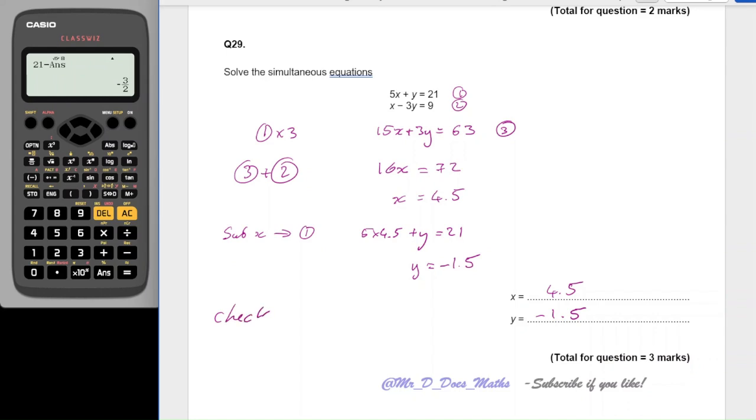So check with the equation that we didn't use for the substitution. So check with equation 2. And this doesn't need to be anything big. 4 times 4.5 is 18. Then 3 times minus 1.5 would be negative times the negative, plus 4.5, and that does equal 9. So that gives us the confidence that we are right there.